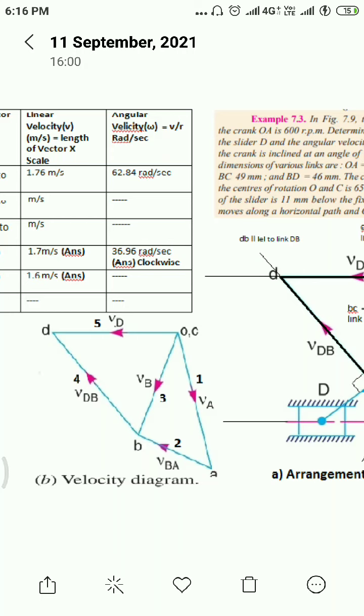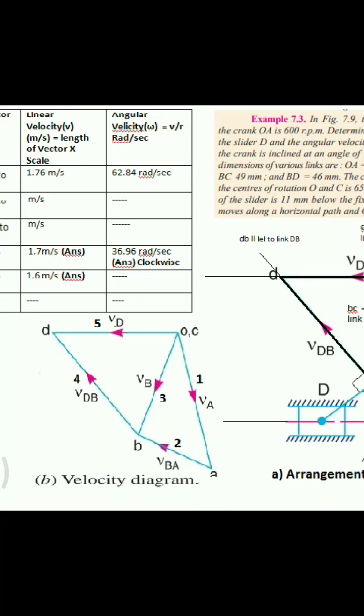Now from point B we can obtain the position of point D by drawing a vector perpendicular to link DB in the space diagram. Still we don't get the point D. Now draw a vector parallel to the path of the slider from point O up to D. So we will get the position of point D also. In this way we can complete the velocity diagram. This is the complete velocity diagram.